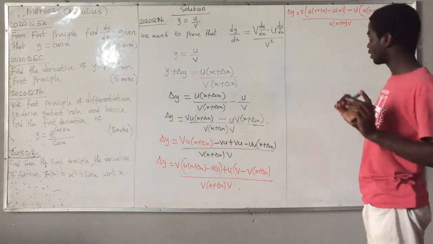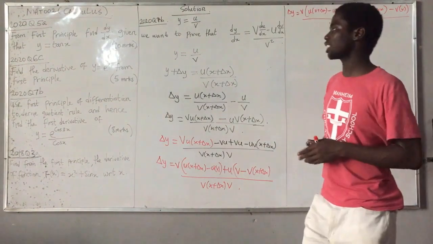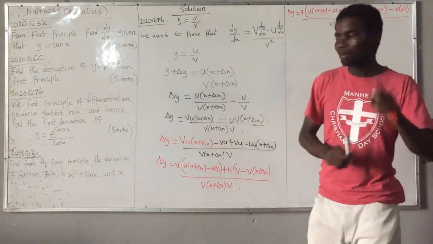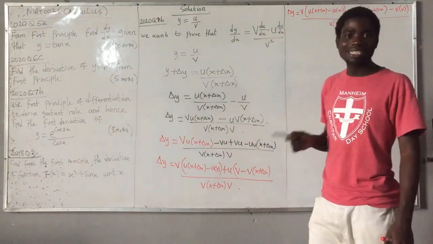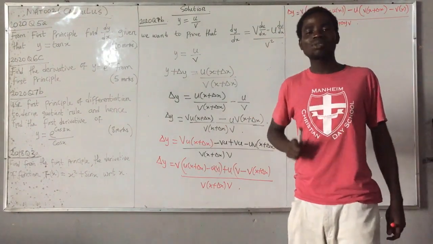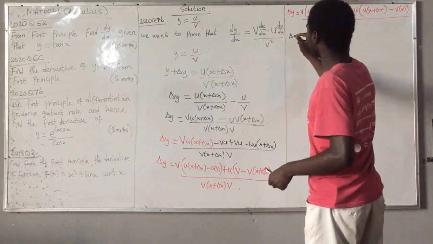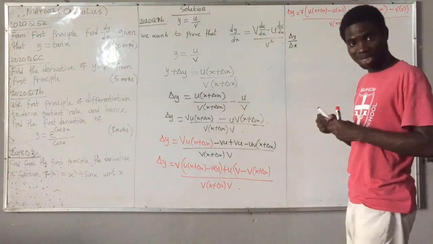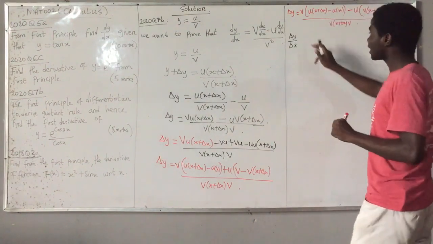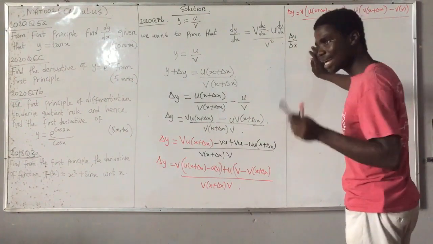Do you get that? Now, in first principle, number one is that you add the increment. Number two is that you subtract y from it and simplify. The third thing to do is to divide both sides by delta x. Now, this one will be delta y over delta x, right? Do you understand what I'm doing? Delta y over delta x. So all this will now be all over delta x.